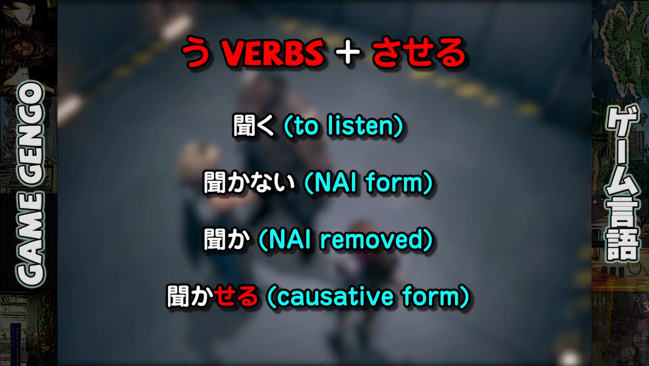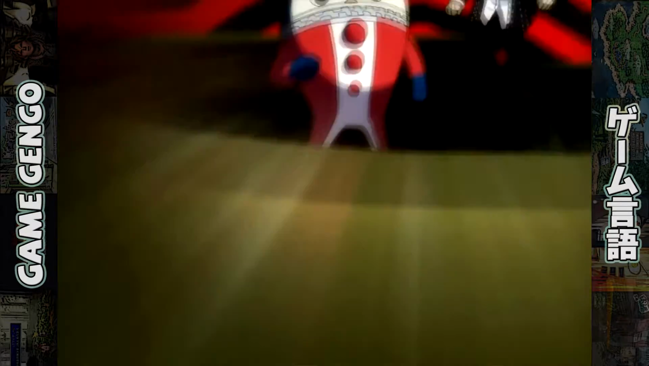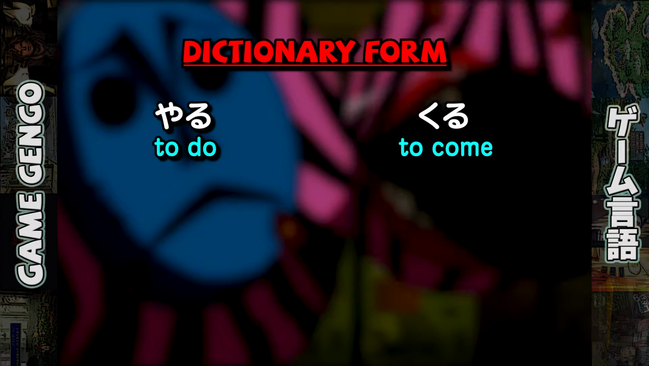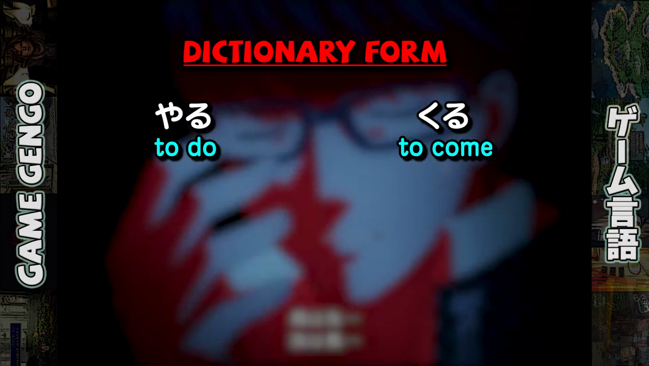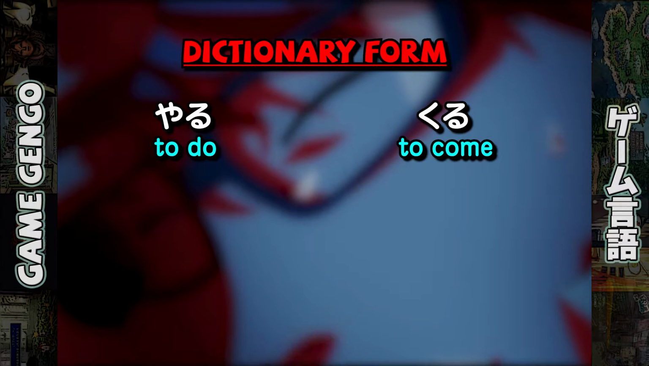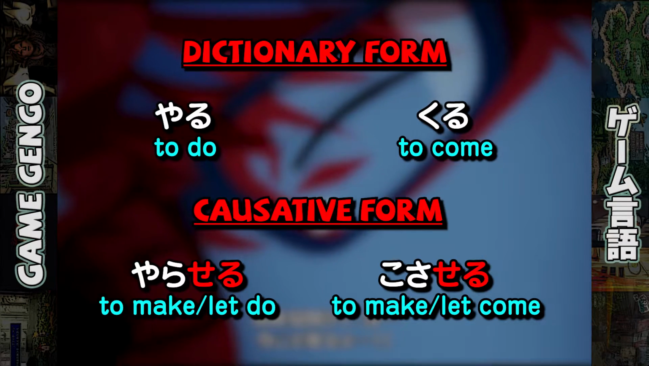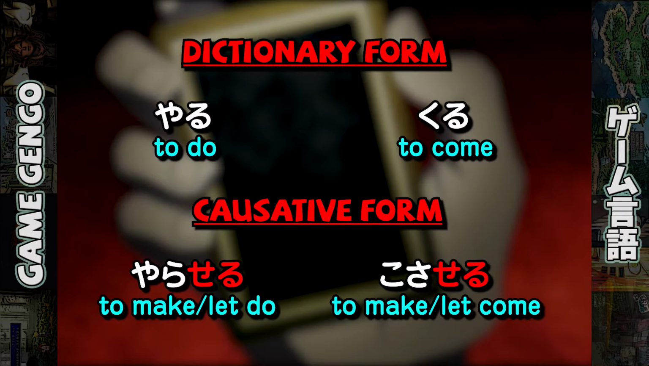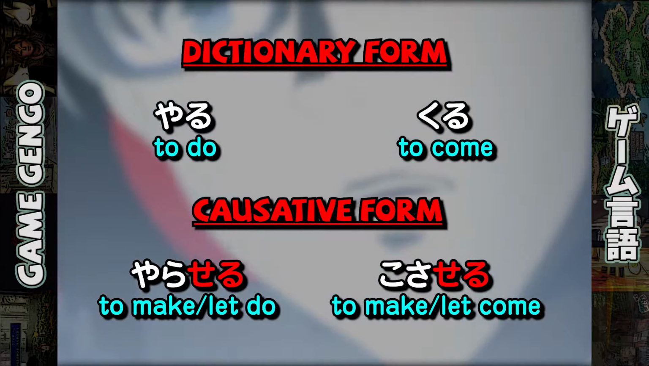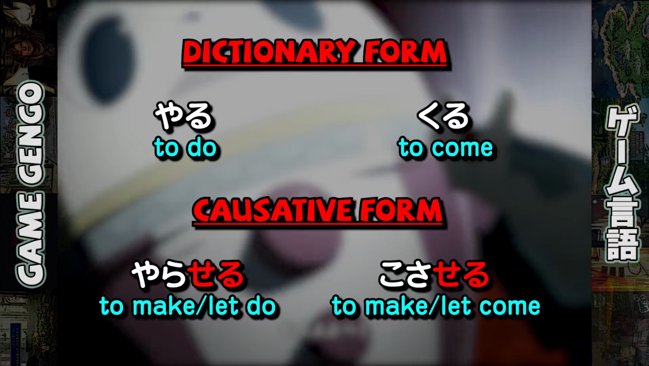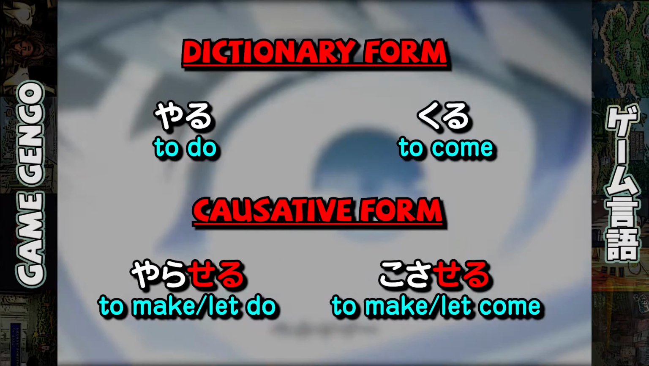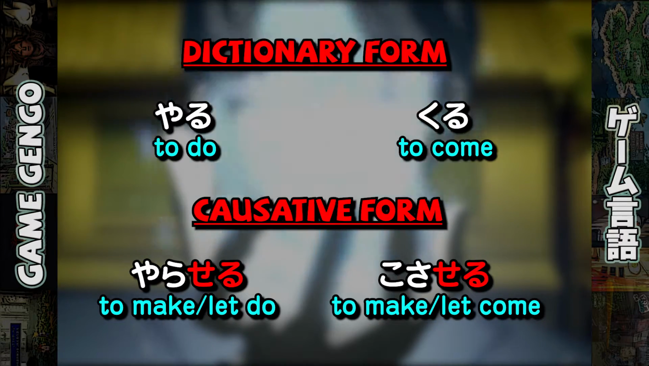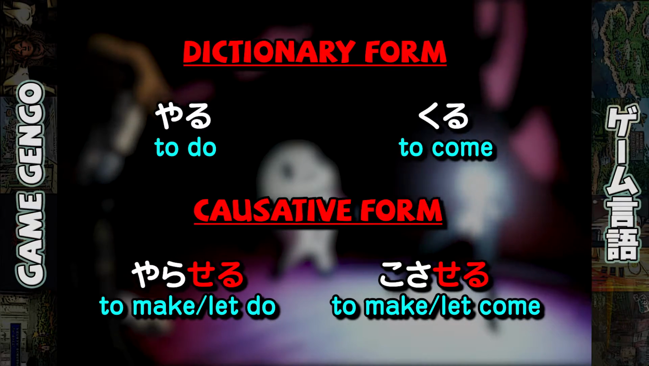Lastly, there are two exceptions for these rules, yaru, to do, and kuru, to come. These two play by their own rules and conjugate into yaraseru and kosaseru respectively. As this grammar point can be used as both make or let someone do something, try to keep an eye out on how context decides which is the correct meaning as we go through the examples. So with that out of the way, let's get into some examples.